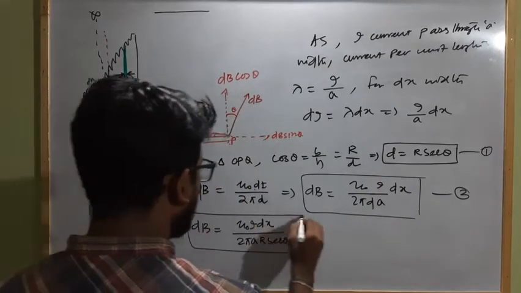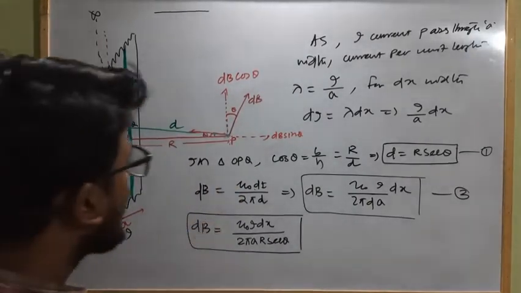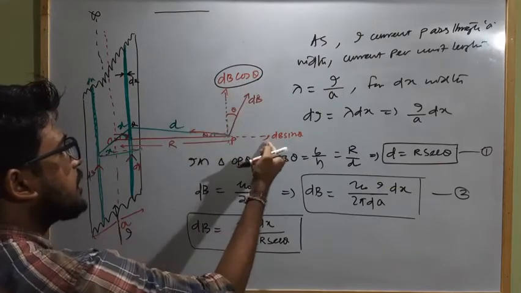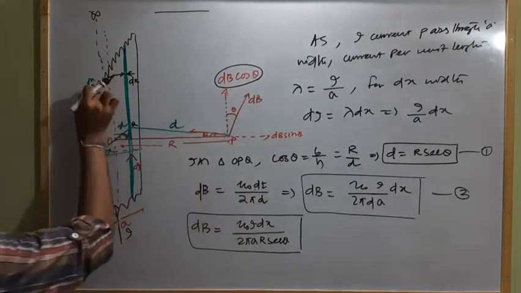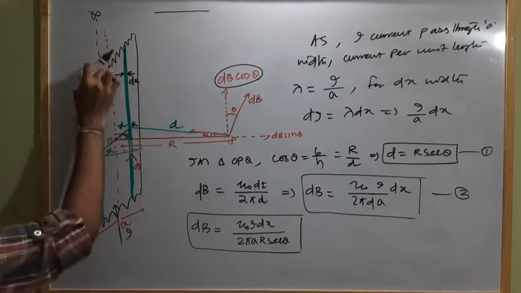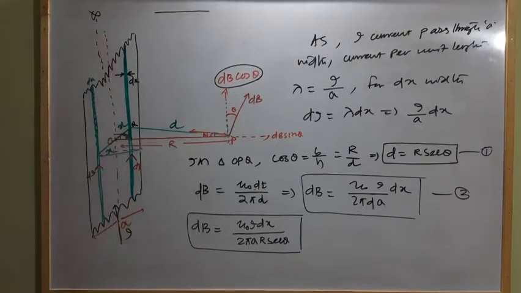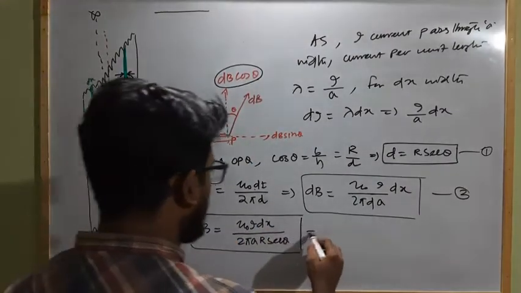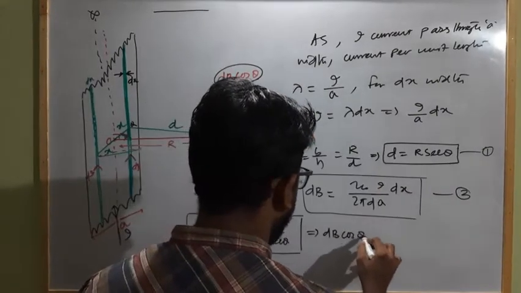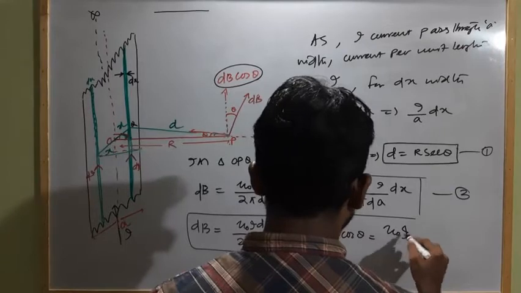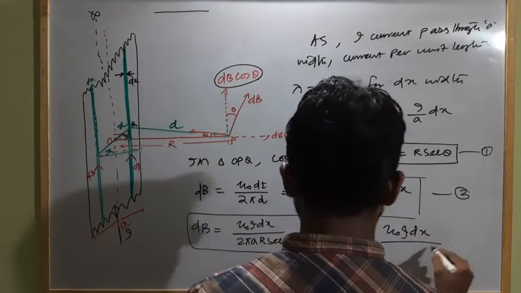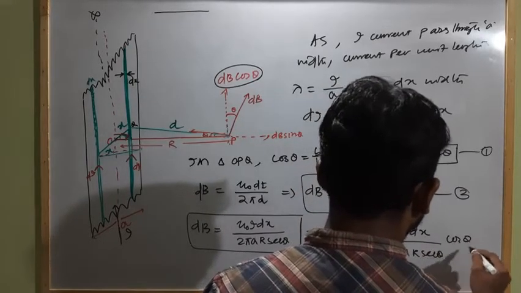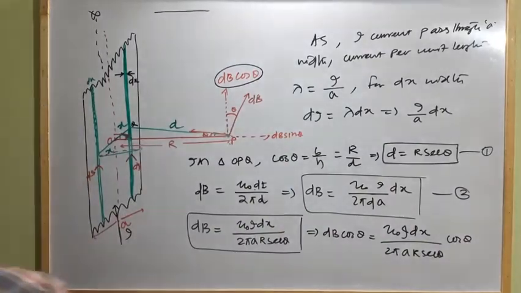Clear? Okay, but we want what? Here we want only the component of dB, that is dB cos theta, because dB sin theta will be cancelled by another corresponding segment on the left hand side of this bisector of the infinite flat sheet. So what will be dB cos theta? dB will be this much, so this implies dB cos theta will become how much? Mu naught I dx divided by 2 pi a r sec theta into cos theta. Clear?